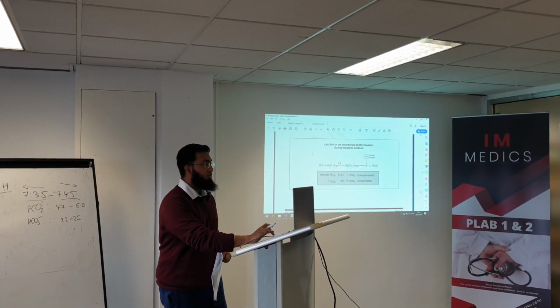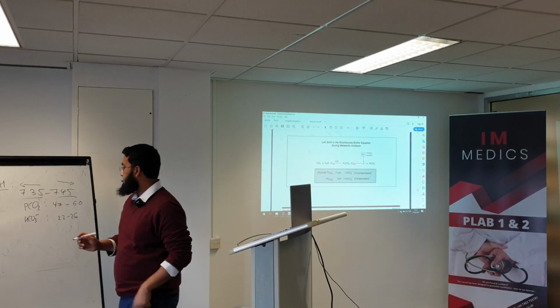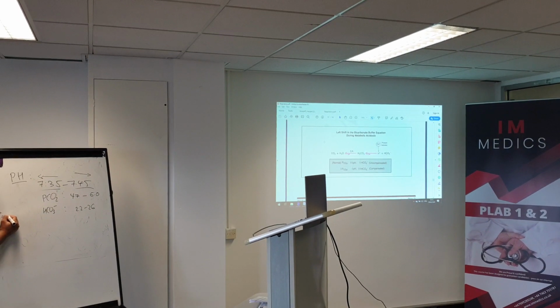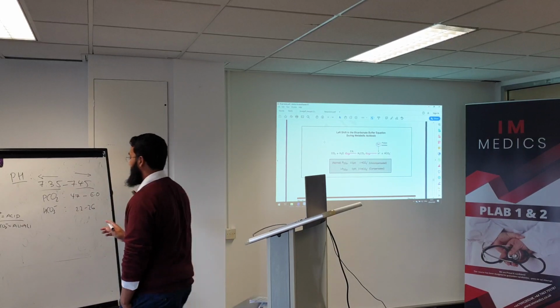Now, one thing to understand is this. H plus is acid. This is a proton, with no electrons, only a positive charge. And HCO3 is alkali. So if you increase the protons, it'll become more acidic, and if you increase the bicarb, it'll become more alkaline. Then you need to think reverse. If you decrease the acid, it becomes more alkali. And if you decrease the bicarb, it becomes more acid. If you understand this, then it's very simple. This is all of ABG.